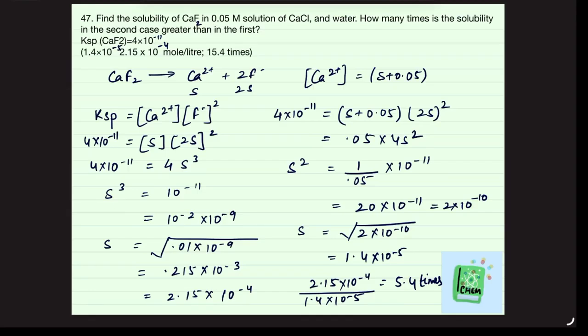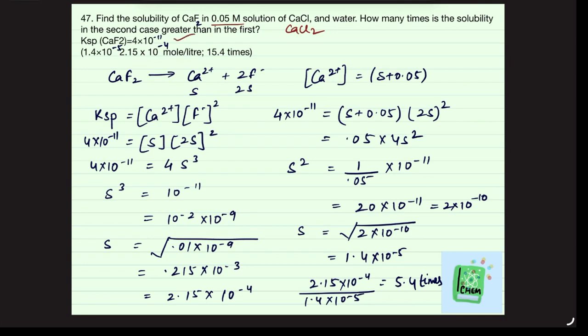Find the solubility of calcium fluoride in 0.05 moles per liter solution of calcium chloride and in water. How many times is the solubility in the second case greater than in the first? The solubility product of calcium fluoride is given.